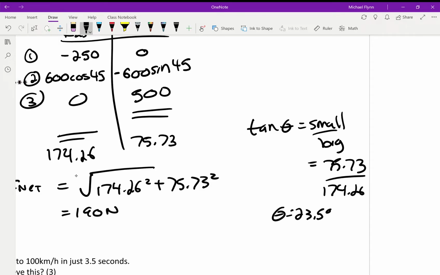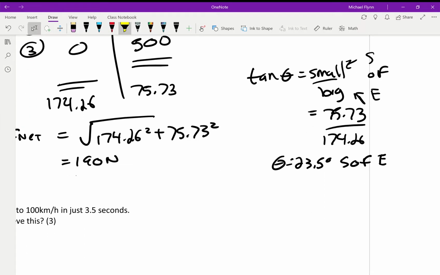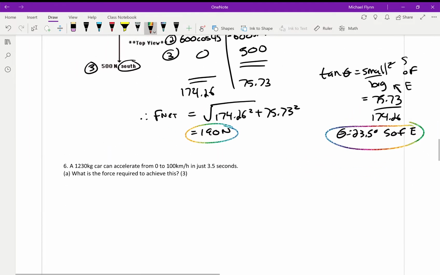And that would be south of east. Okay, so there's your net force. I'm just going to circle it. It's 190 newtons, 23.5 degrees south of east. Okay, you need both of those things to get it.